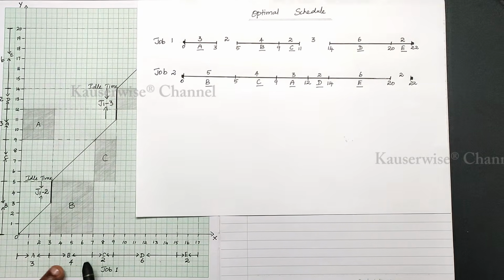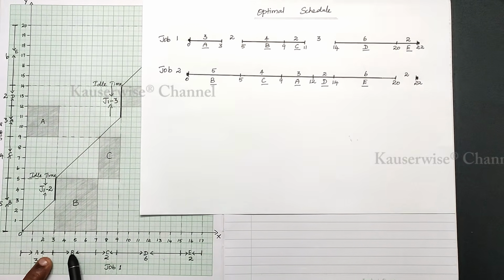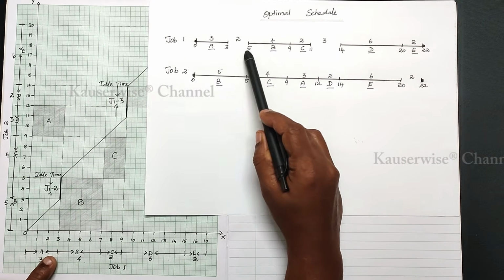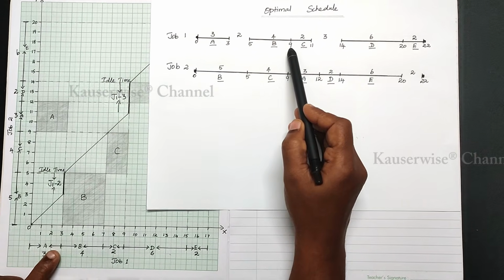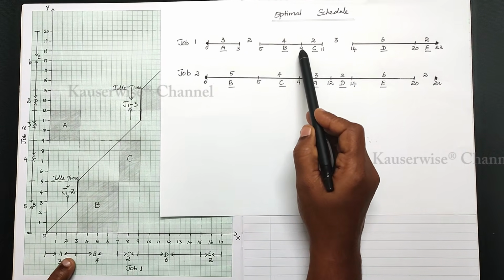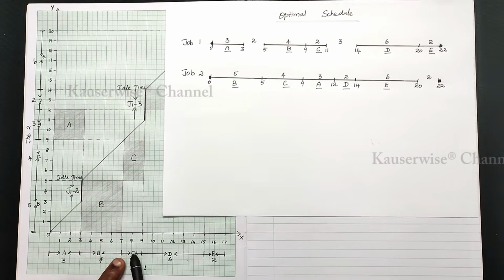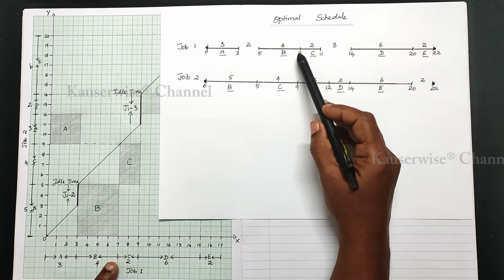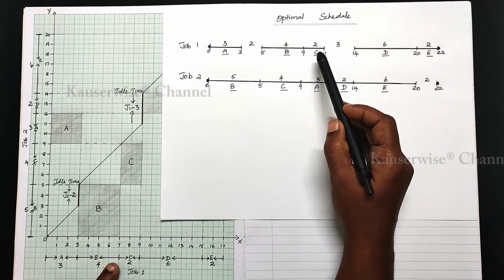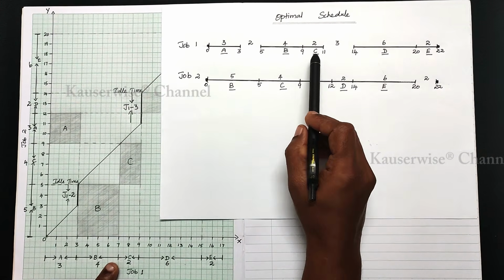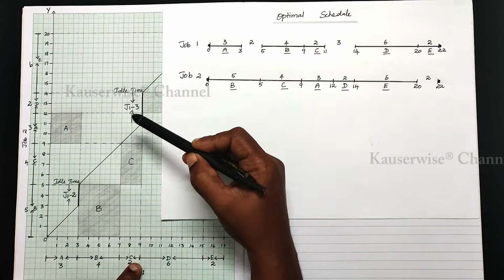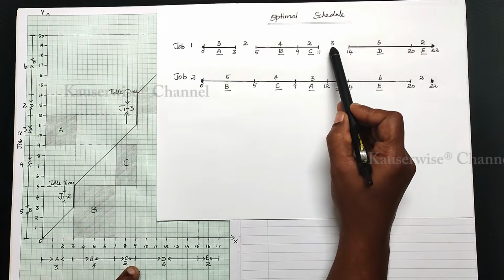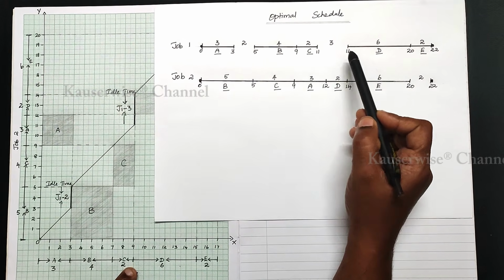So what is the next process? Job 1 processing through machine B. Duration is 4 hours. So B duration 4 hours. 5 plus 4, 9. This is the completion time. Then the next processing is C. Through C, duration is 2 hours. C duration 2. 9 plus 2, 11. So after completion of job 1 through machine C, there is idle time for job 1. How many hours? 3 hours duration. So 3 hours idle time. So 11 plus 3, 14.